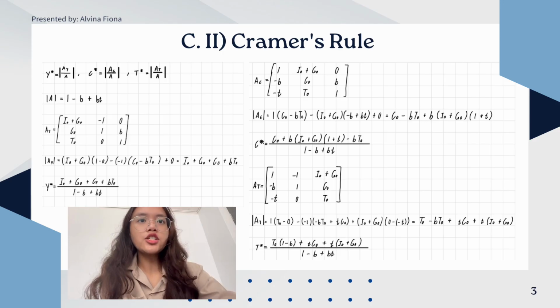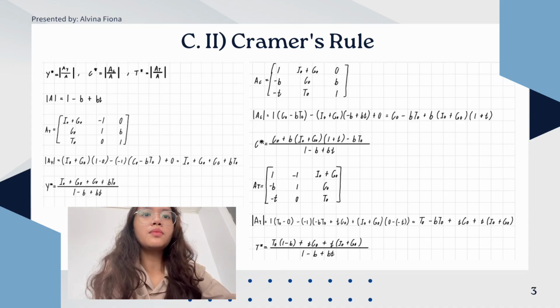By dividing each of these specific determinants by our original A modulus, we arrive at these three final equilibrium formulas. These equations allow us to see exactly how a change in government spending, G0, or tax rate, t, will impact the entire economy. For example, in the Y star formula, we can see how the multiplier effect is captured in the denominator.